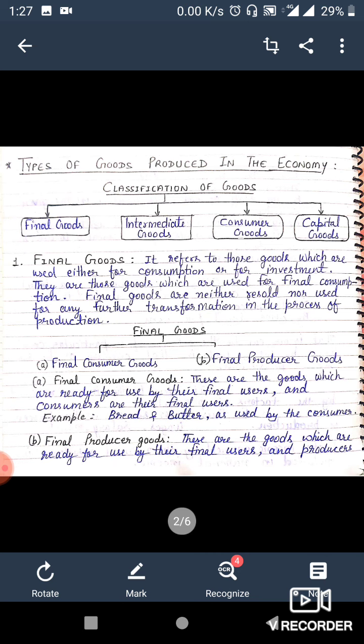For example, we can say bread and butter. We are purchasing bread and butter. So bread and butter for us are final goods. And when we consume them, we can't use them further. Once we have consumed them, we can't use them again. So this is a final good.